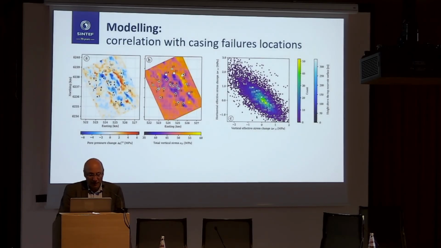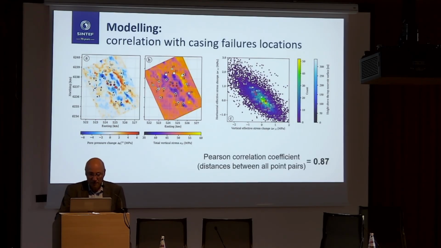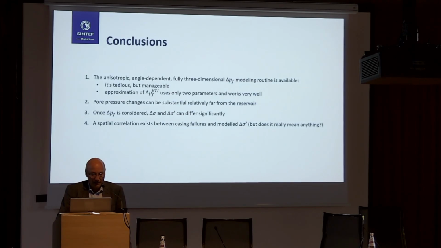And also here, somehow, there's a correlation shown with casing failures, which is a quite good indicator that at least our model should spot, if we know there have been casing failures, that it should happen in the areas where the stresses are changing. Yeah, I won't go into these details.